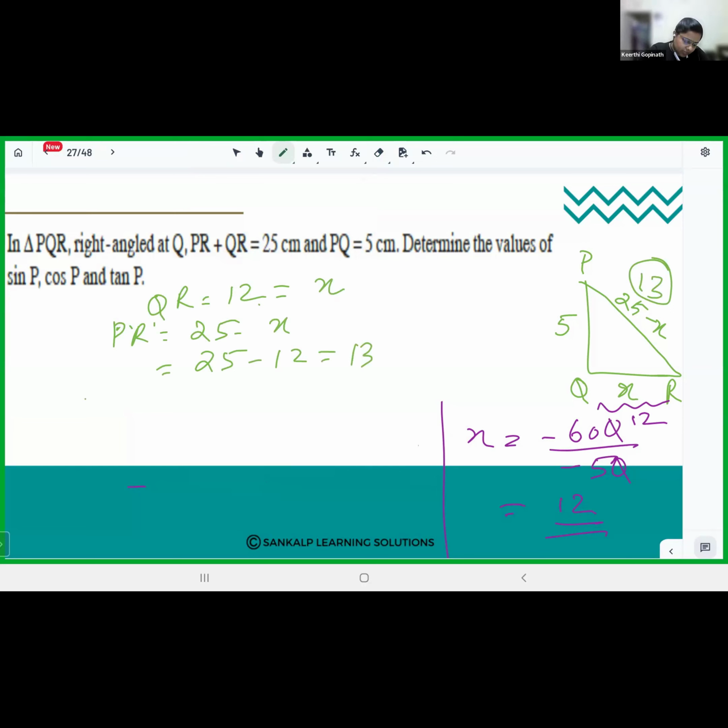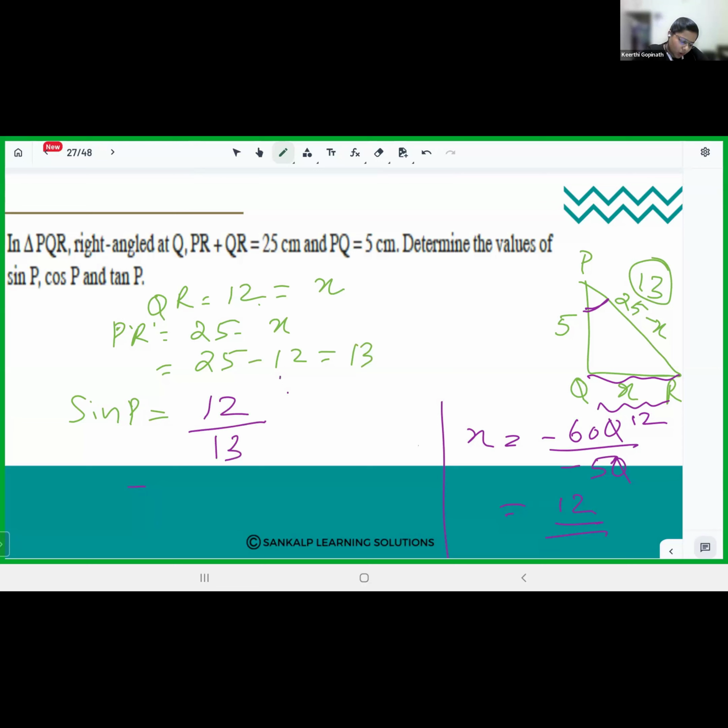Now can you find out sin P? Sin P means opposite by hypotenuse. So this is the angle P, and this one is the opposite side. What is the value of the opposite side? It is nothing but 12. 12 by, what is the value of the hypotenuse? It is 13. So sin P is equal to 12 by 13.